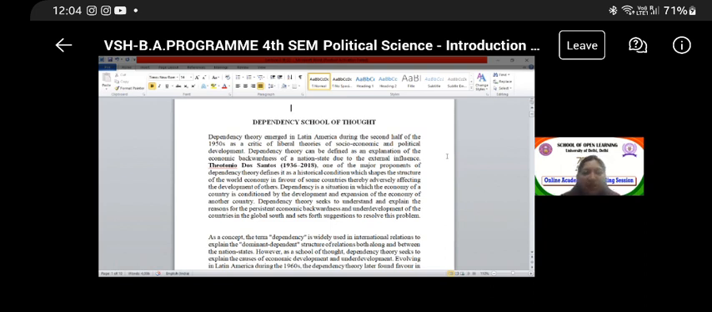The dependency theory emerged in Latin America during the second half of the 1950s as a critique of liberal theories of socio-economic and political development. Okay, this is the introduction of dependency theory. It emerged a bit late on the world stage. It is not as old as the liberal theories or realist theories. It's a relatively new one.